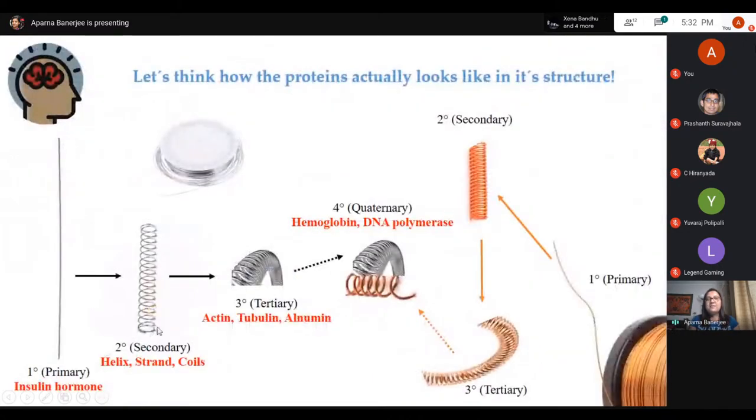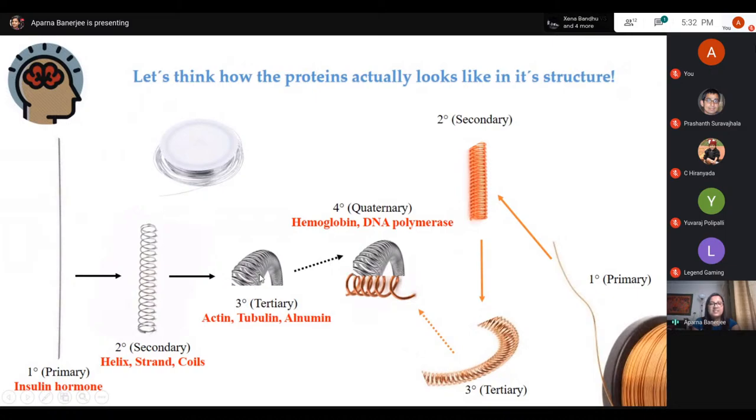And then, just imagine you are playing with one string of copper rope or iron rope, and you are trying to make a spring. This is a spring, and this is a secondary structure. They can be helix. If the spring is more loose, they can be strands. They can be alpha helix, beta strand, random coils, different structures.